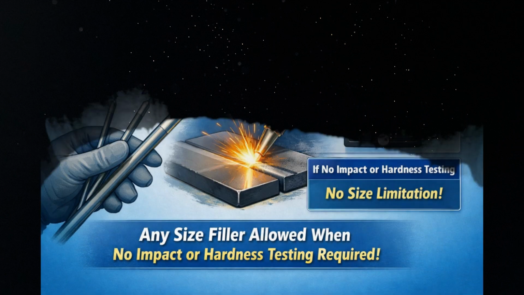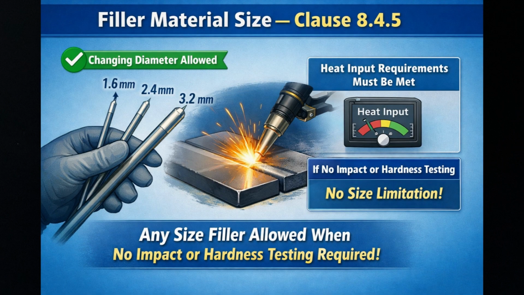Filler material size, Clause 8.4.5. It is permitted to change the size, meaning the diameter, of the filler material, provided the heat input requirements of Clause 8.4.7 are satisfied. When neither impact nor hardness testing is required, there is no limitation at all on filler material size.